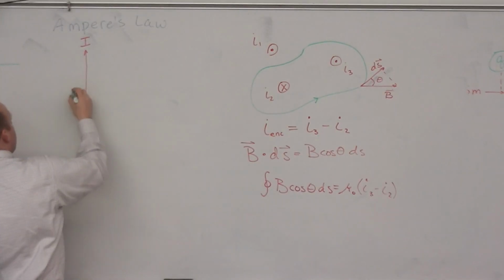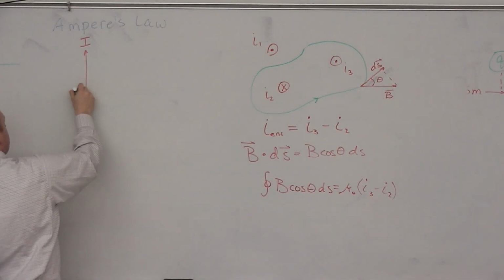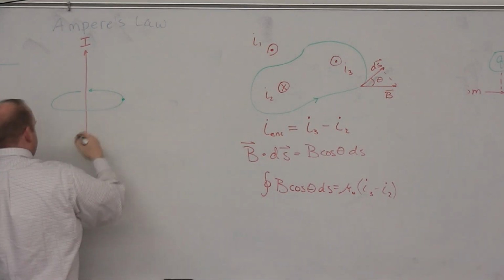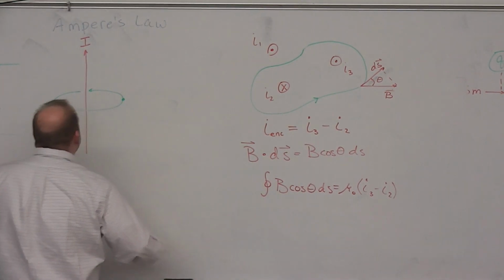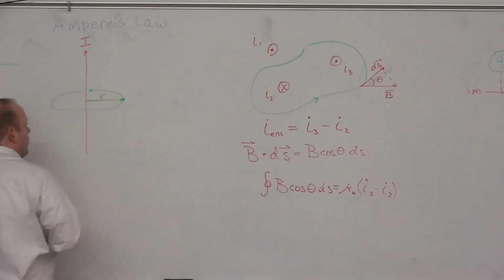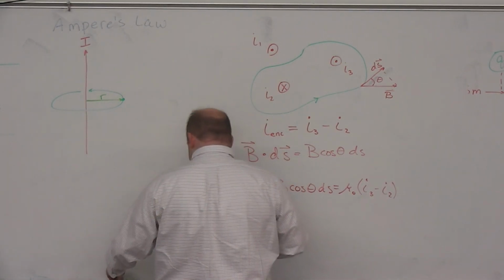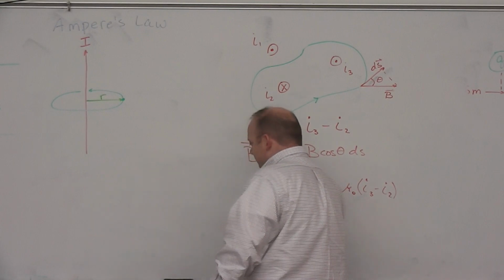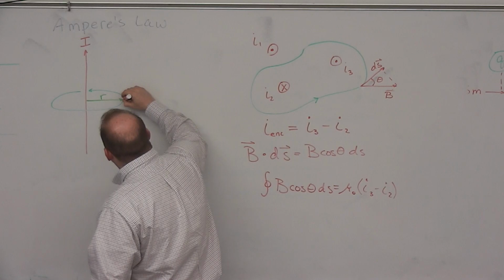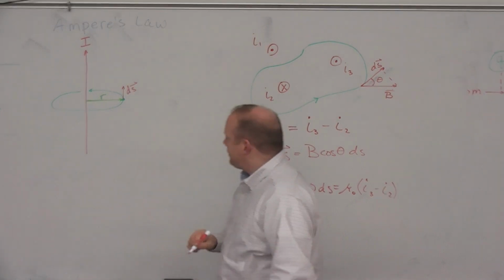Now, I want to know what the magnetic field is at a point. I'm going to just put it right here, a distance r away from my wire. I'm using a little r there. Okay, so now here's the thing. The ds is always parallel to the Amperian loop. So ds points in that direction.